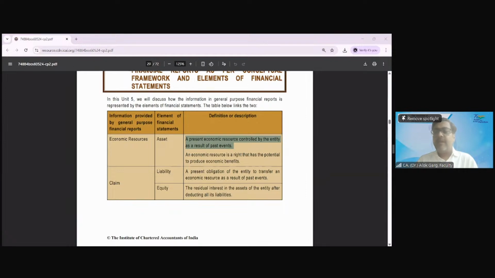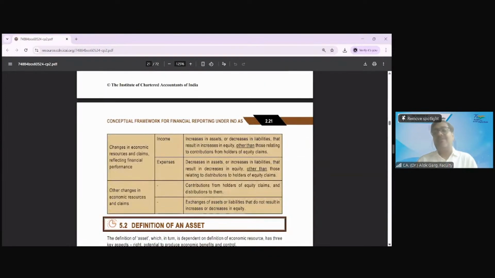Okay. So this framework has given you the definitions of asset, liability, equity, income and expense. What is income and expense? You remember I have told you the definition of income and expense in Ind AS 1 when I was explaining other comprehensive income. Income is an increase in assets or decrease in liability, means income is increase in net assets, due to a transaction happening with a party who are not the shareholders. Increase in asset or decrease in liability that result in increase in equity, other than those relating to contribution from holder of equity claims.